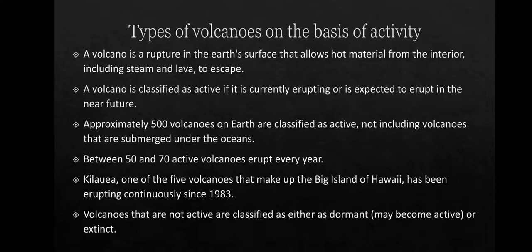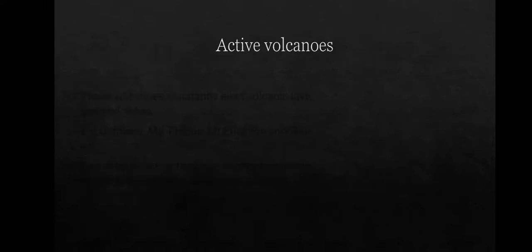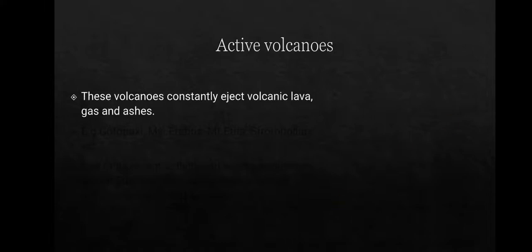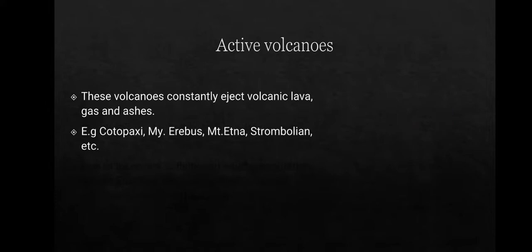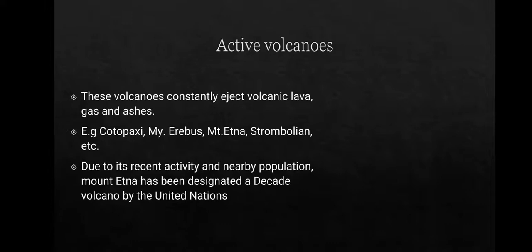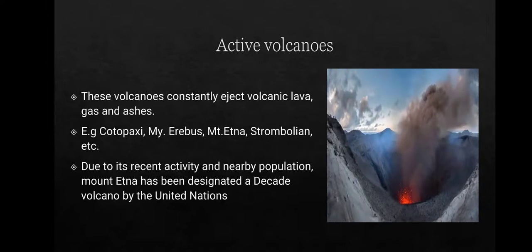Volcanoes that are not active are classified as either dormant, which may become active, or extinct. Let us find out about some active volcanoes. These volcanoes constantly eject volcanic lava, gas, and ash. Examples: Cotopaxi, Mount Erebus, Mount Etna, Stromboli, etc. Due to its recent activity and nearby population, Mount Etna has been designated a Decade Volcano by the United Nations. Here you can see the activity of volcanoes.